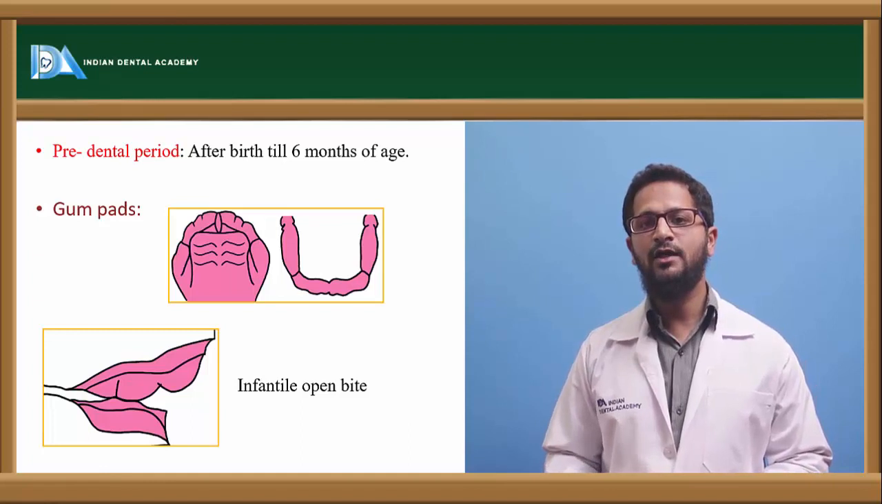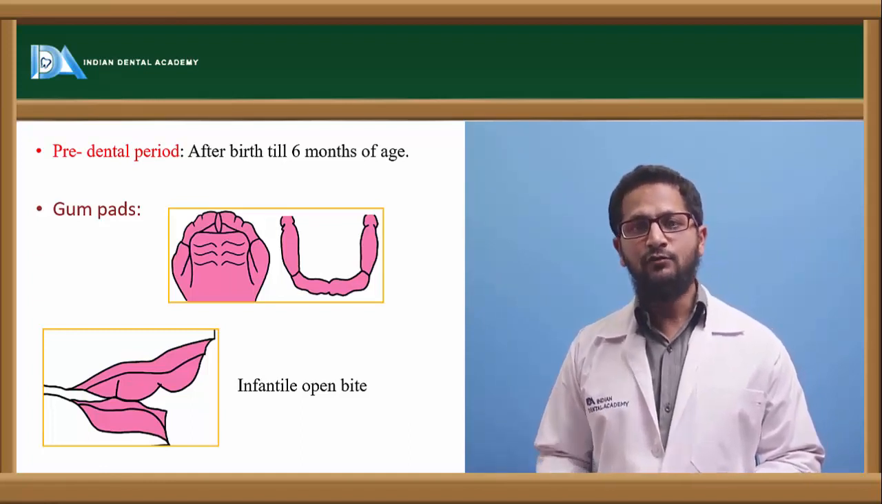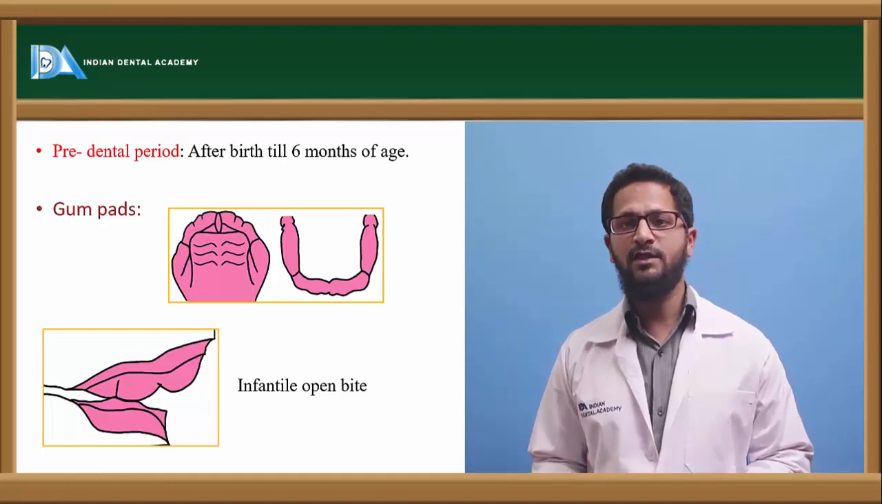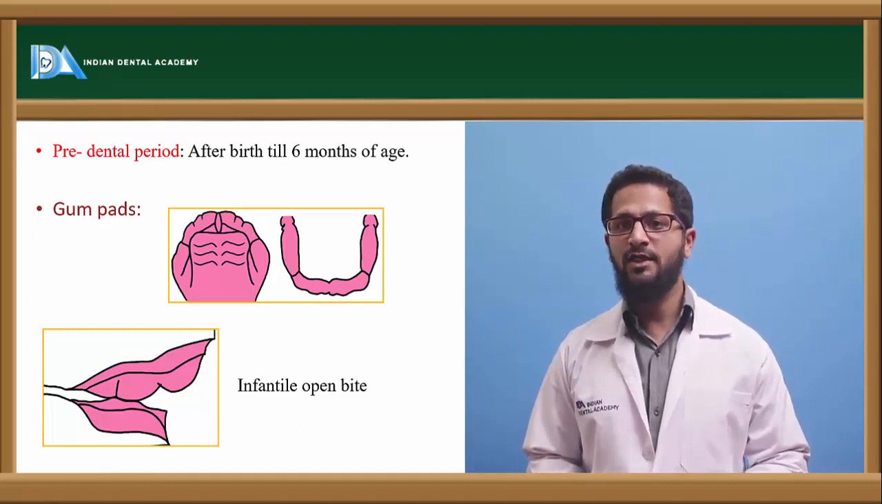Sometimes some children are born with teeth. Those teeth are called natal teeth, and sometimes teeth develop during the first month of life. These are called neonatal teeth. But these teeth usually have a very strong genetic predisposition.